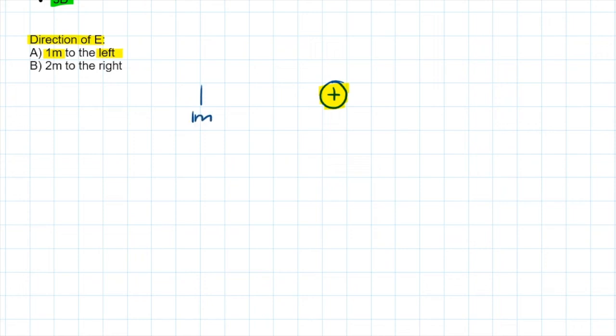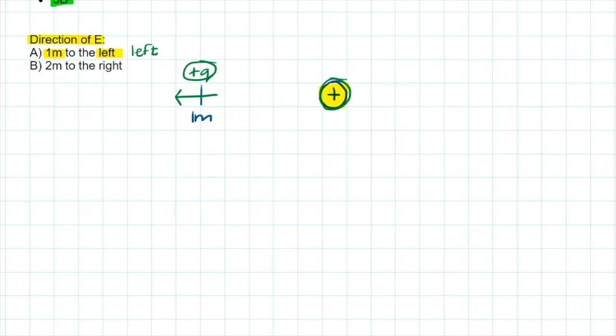Then you're going to say, if we put a positive test charge at this point, in which direction will it move? Since positive repels positive, we know that this positive test charge is going to move to the left, away from the positively charged particle at the center. And we therefore say that at 1 meter to the left, the field line is going to point towards the left, or the electric field is towards the left.